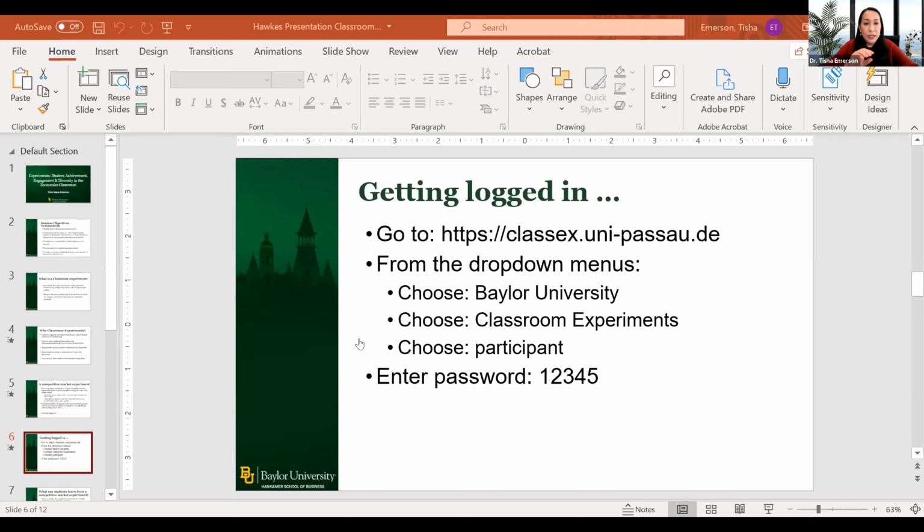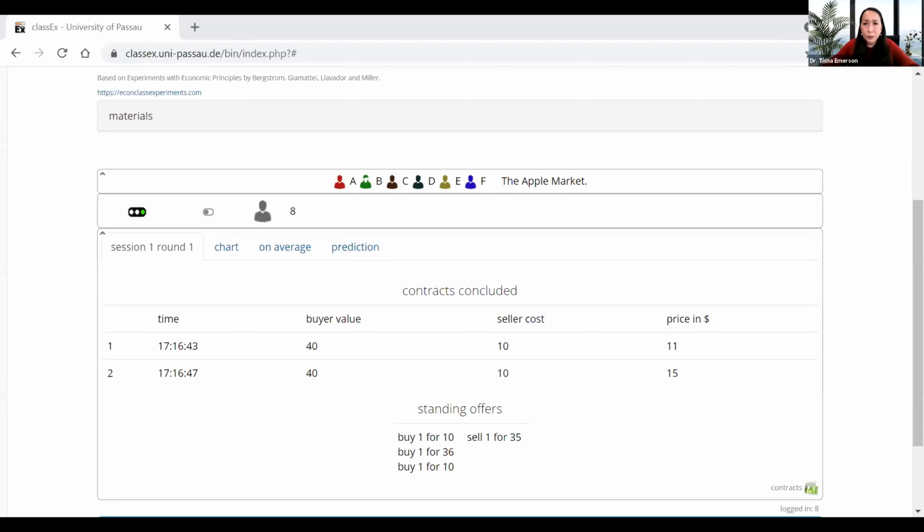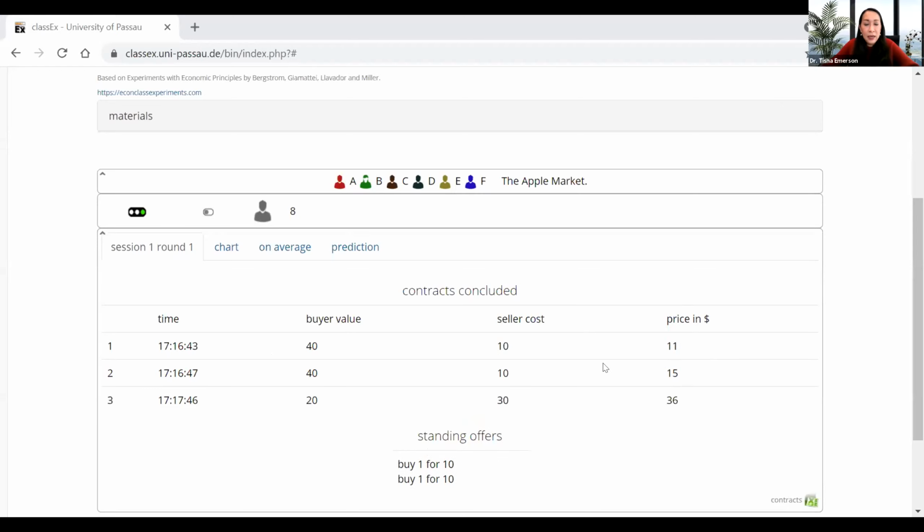And then also what's nice about this is you could potentially project what's happening. Now, I don't actually have it up, but let me change my screen. I'm going to share a different screen with you so you can see what's happening now. So you can see here that we know that there are the 2 trades and the prices for the trades. There was one unit that was traded for $11 and one for $15. And now we have a third that was for $36.